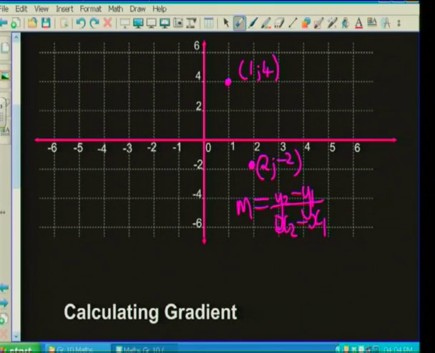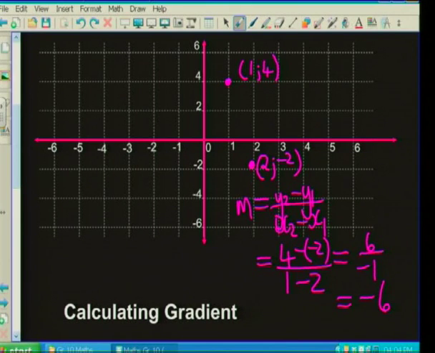Let's start with the top point. I'm going to start with the y value, so that's 4 minus -2, and then starting with the same point first again, 1 minus 2. So my gradient is 6 over -1, which is -6. There we have it. The gradient of the line is -6.